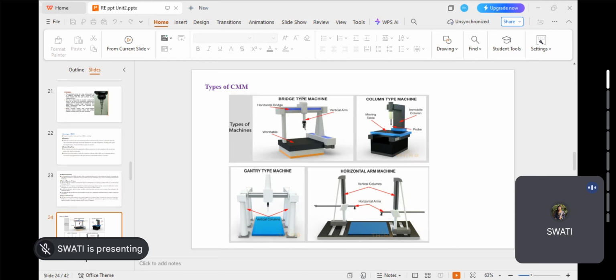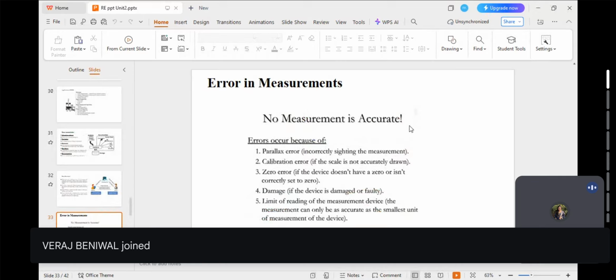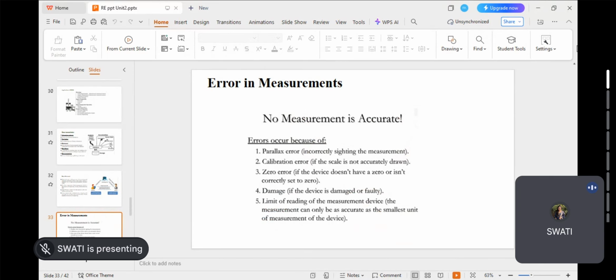In the next class, we will cover data accumulation and data retrieval. These two are important parameters if you are working in the reverse engineering domain. I think you have all heard about data retrieval and data accumulation. In detail, we will cover it in the next class. And one more topic that we will cover later is the errors in measurement. There are n numbers of errors. So these are the topics which we are going to cover in further classes. Today I had to only cover the types of CMM.